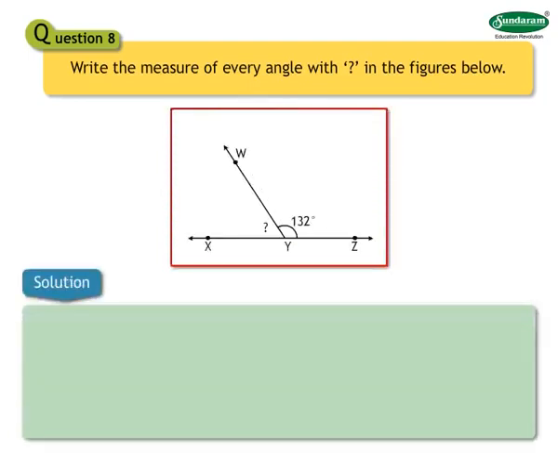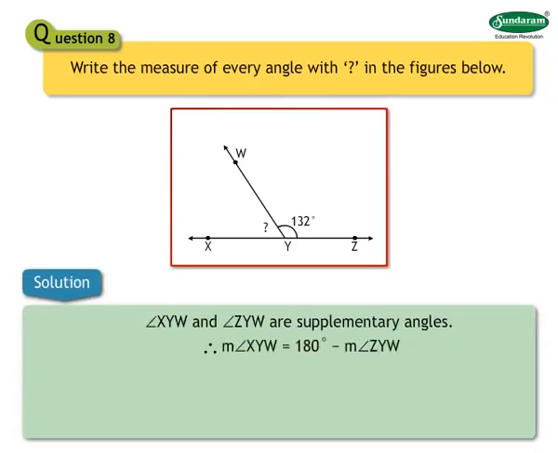Solution. Look at the figure. Angles XYW and ZYW are supplementary angles. Therefore, measure of angle XYW is equal to 180 minus measure of angle ZYW, which is equal to 180 degrees minus 132 degrees, which is equal to 48 degrees. Thus, measure of angle XYW is equal to 48 degrees.